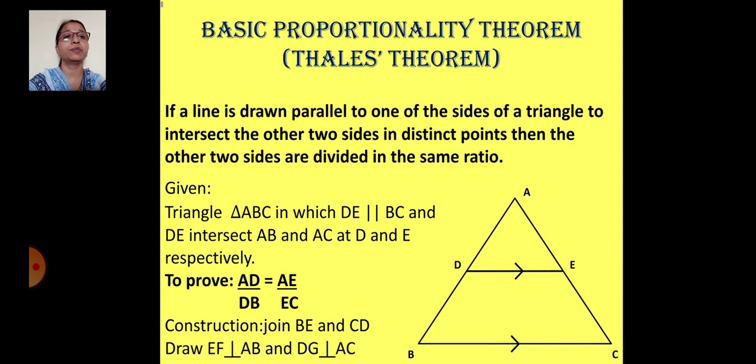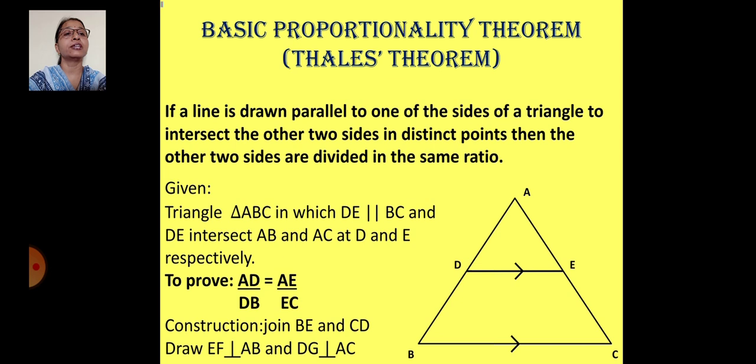Let me explain the statement. What is given? A triangle is given here. Suppose this is triangle ABC, right? In this triangle, line DE is parallel to BC. This line DE intersects side AB at point D and side AC at point E. So because of this line DE, AB and AC are divided into two parts.